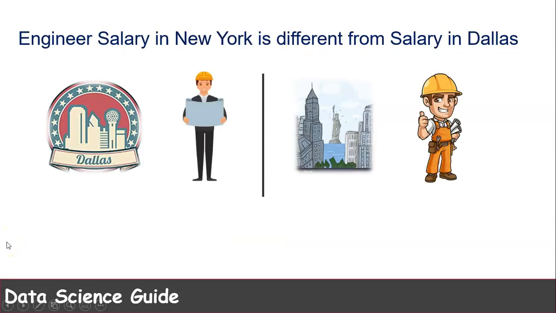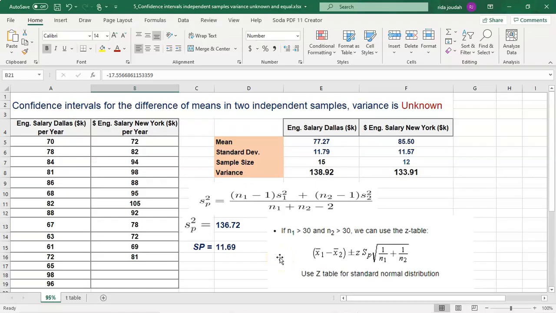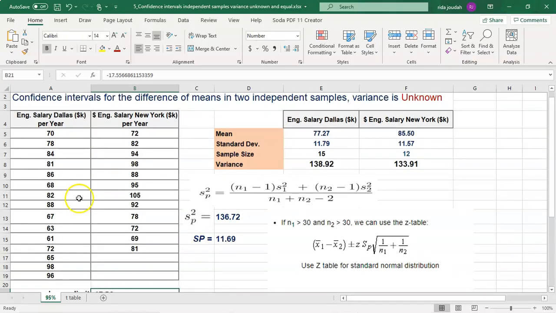In this case study we want to find out the difference between the mean salaries of engineers in New York City and Dallas City. For this purpose, we got two samples: the salaries of 15 engineers from Dallas and the salaries of 12 engineers from New York City.